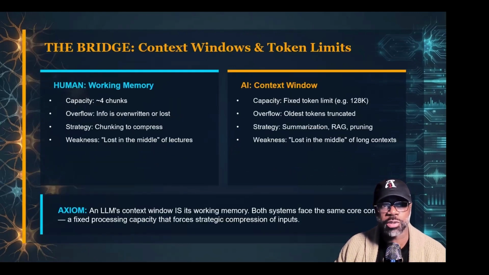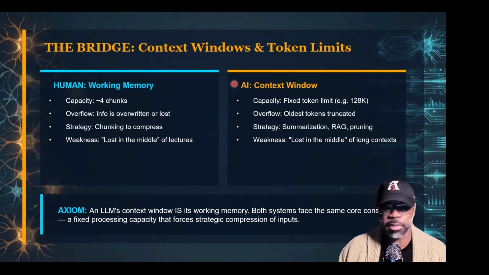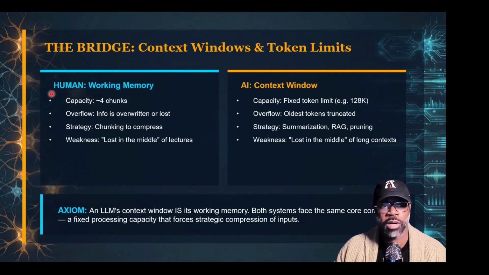Let's talk about the bridge here between human and AI. The human, again, is the working memory, and we bridge that to the AI's context window. For those of you that might not be familiar with it, the context window is that little window where you're typing your prompt into a large language model like ChatGPT or Gemini or Claude. You can think of it like the working memory for us. It's not the equivalent, but it's a good analogy so that we can tie in the biology to the synthetic. Again, the capacity is 4 chunks for our working memory.